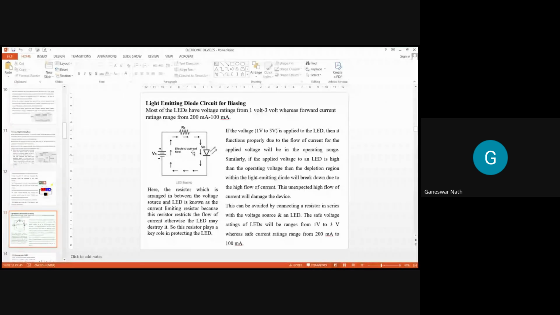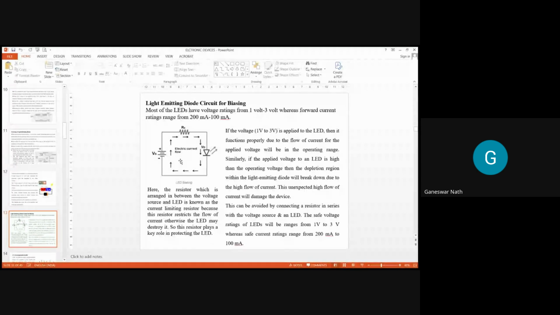So that is why we put a resistor, so that it can control the current, and a regulated supply of voltage can flow through the LED to give a continuous emission of light. This can be avoided by connecting a resistor, what I told already, in series with the voltage source and the LED. The safe voltage rating of the LED ranges from 1 volt to 3 volt, whereas the safe current rating ranges from 200 milliampere to 100 milliampere.